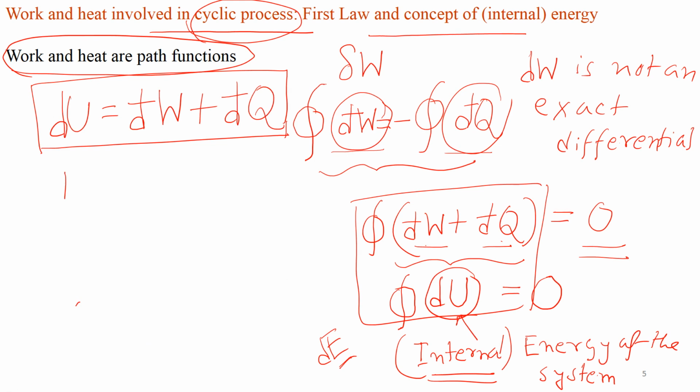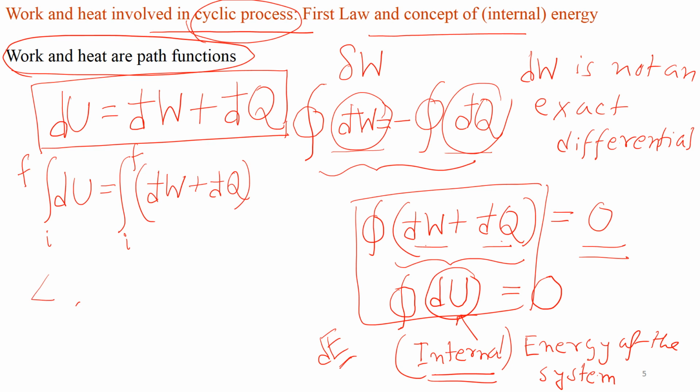Now, suppose we make a finite change from an initial state, say I, to a final state F. So, we will get an integral form of this equation, and du integrated over initial state to final state will be delta U, where delta U is nothing but energy of the system in the final state minus energy of the system in the initial state.